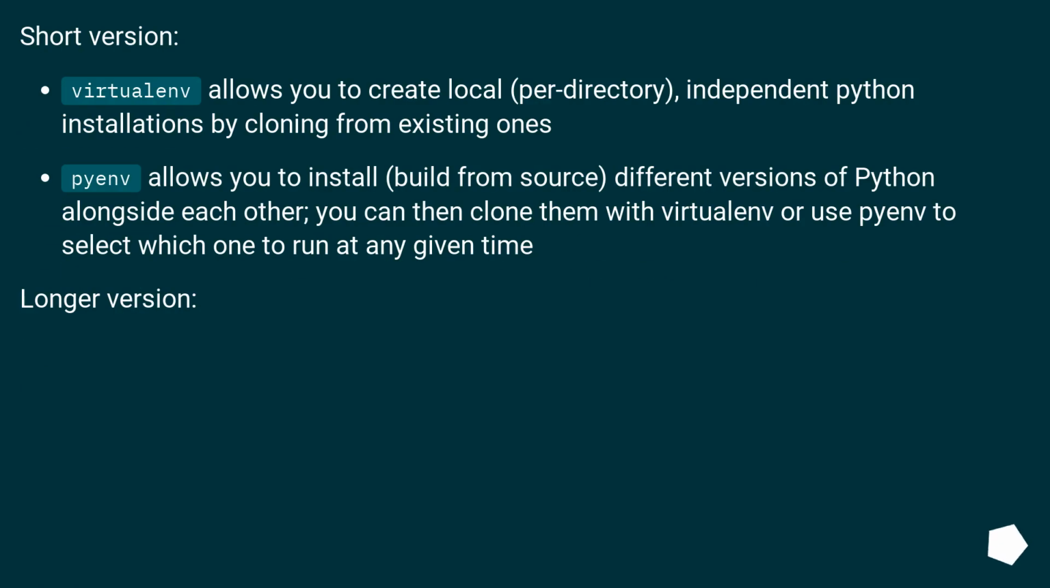Short version. virtualenv allows you to create local, per directory, independent Python installations by cloning from existing ones. pyenv allows you to install, build from source, different versions of Python alongside each other. You can then clone them with virtualenv or use pyenv to select which one to run at any given time. Longer version.